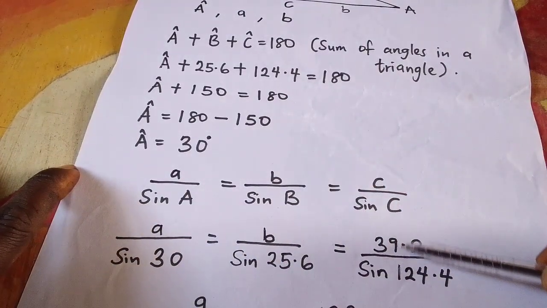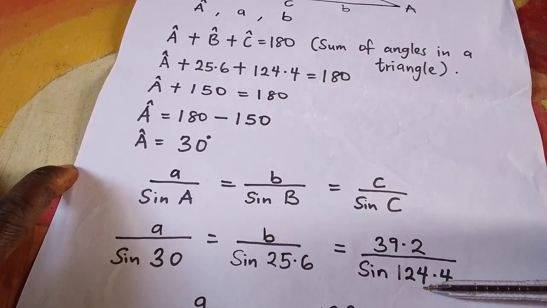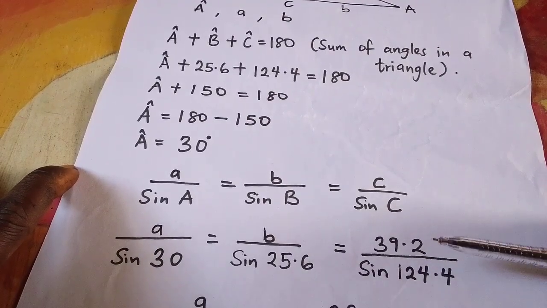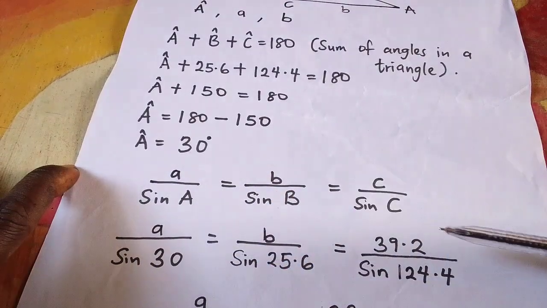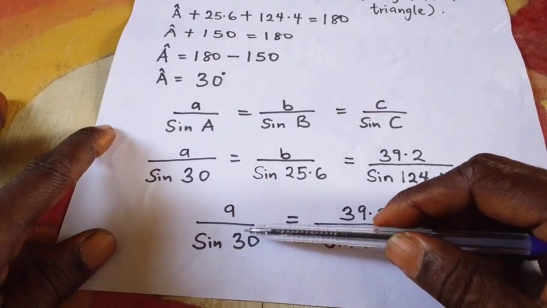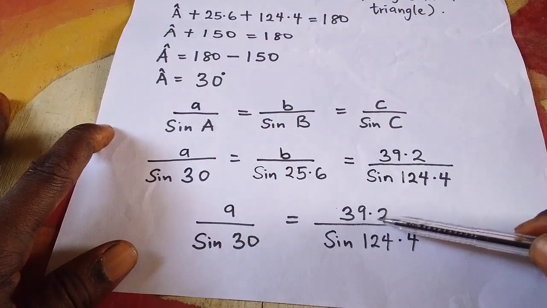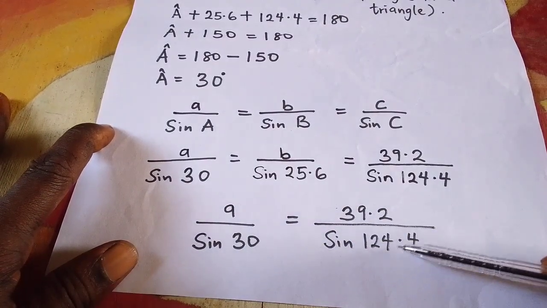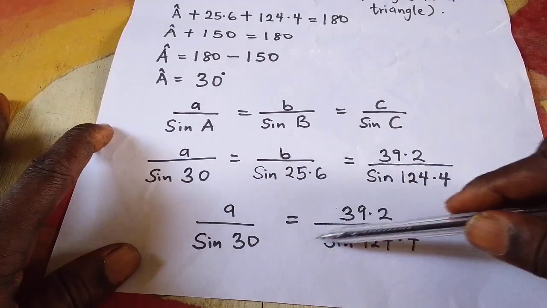You realize this one is complete, 39.2 over 124.4. Then we want to look for A first. So you pair this ratio and this. That means we'll be having A over sine 30 equals 39.2 over sine 124.4. From here, you are going to cross multiply.